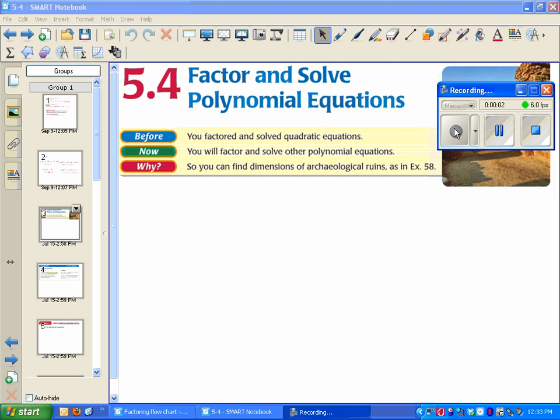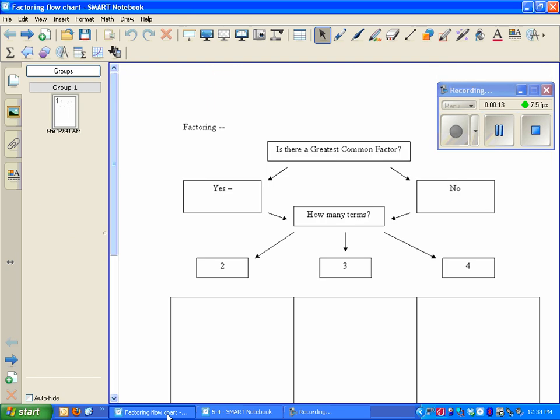Okay, welcome to 5.4, Factor and Solve. So this one is all about factoring. So grab your factoring flowchart that you should have gotten a couple days ago. Here is the factoring flowchart that I want you to use.